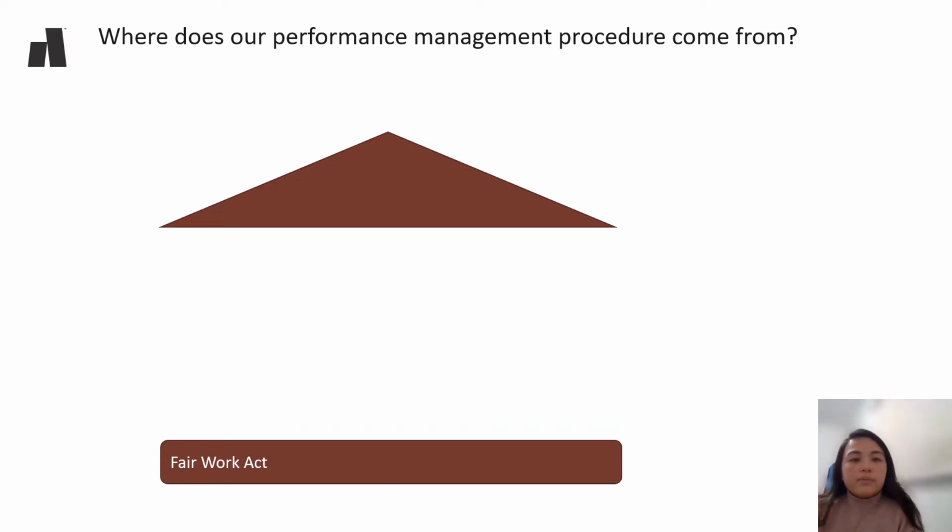So our performance management procedure, where is it coming from? It works like a pyramid. At the base, we have the Fair Work Act. The Fair Work legislation provides a safety net of minimum entitlements. There are 8 different entitlements, which enable flexible working arrangements and fairness at work. It also prevents discrimination against employees.